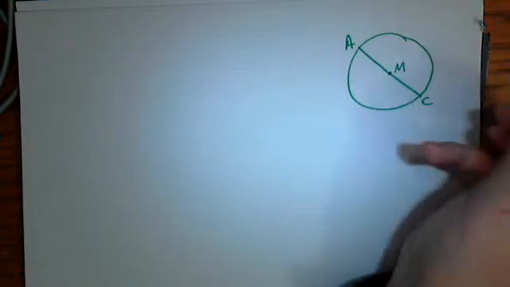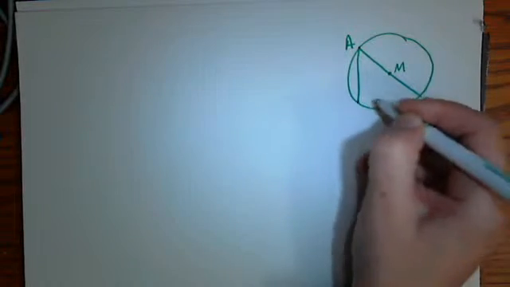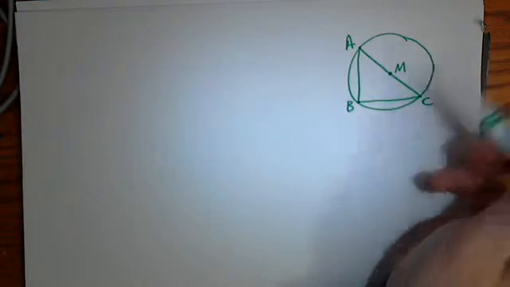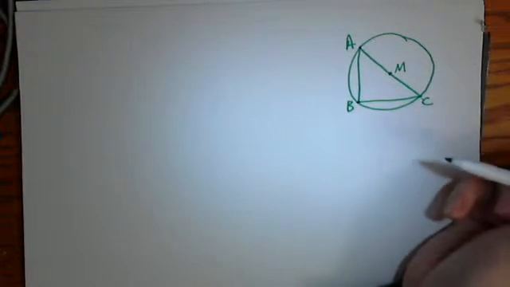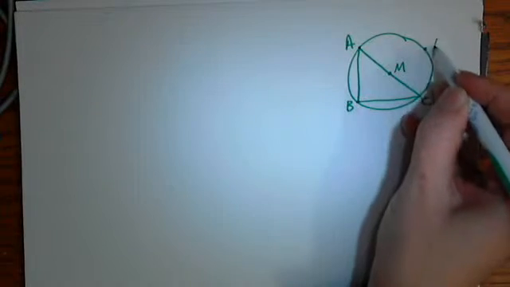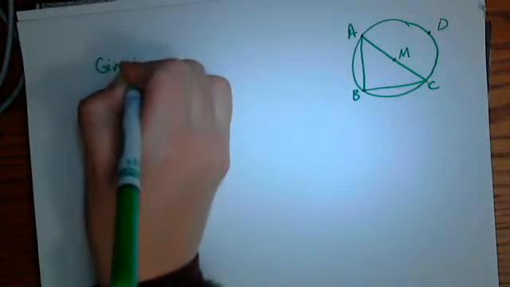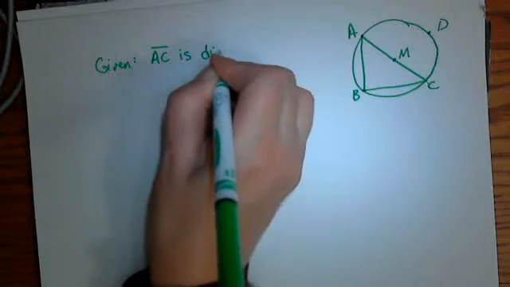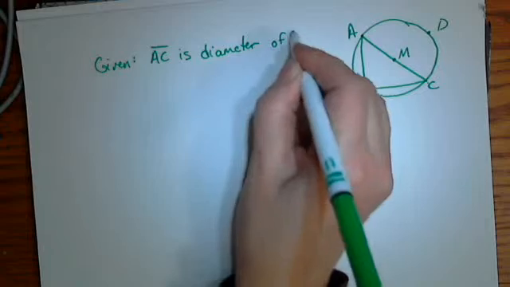We'll talk about circle M. And we have inscribed angle ABC. Remember, an inscribed angle has its vertex on the circle and its endpoints are also on the circle. And we've got another point on the line out there. So we have a given that AC is a diameter of circle M.